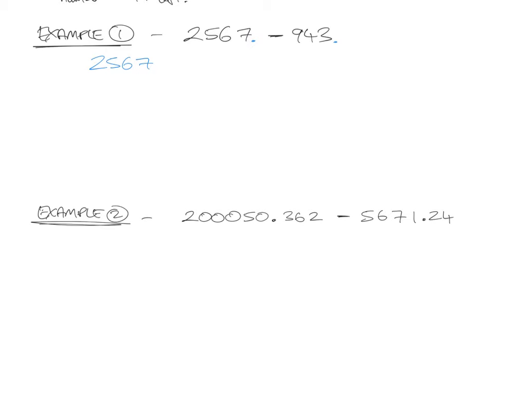We just don't write it, so you can line them up anyway. 943. Indicate that we're subtracting it and draw an answer line. Start from the right-hand column. 7 take 3 is 4. 6 take 4 is 2.